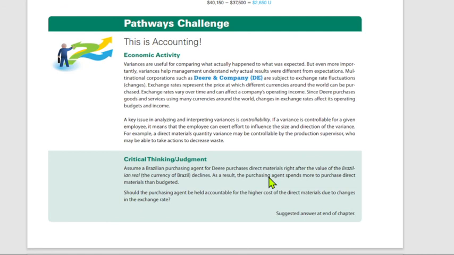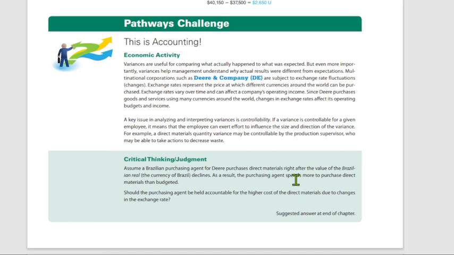Okay. To end my discussion for the first part, let's read this critical thinking or judgment. Assume a Brazilian purchasing agent for Deere purchases direct materials right after the value of the Brazilian real, the currency of real, declines. As a result, the purchasing agent spends more to purchase direct materials than budgeted. Okay? Should the purchasing agent be held accountable for the higher cost of the direct materials due to changes in the exchange rate? So siya po ay Brazilian purchasing agent. So ang hawak niyang currency ay Brazilian real.